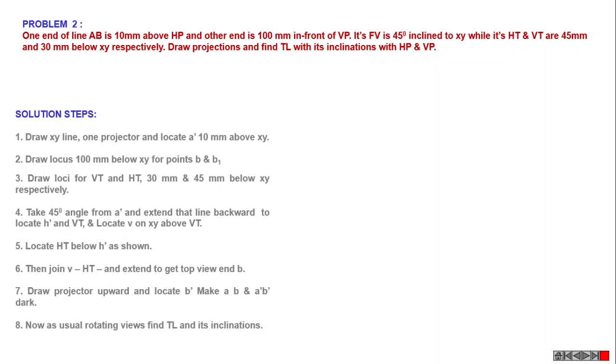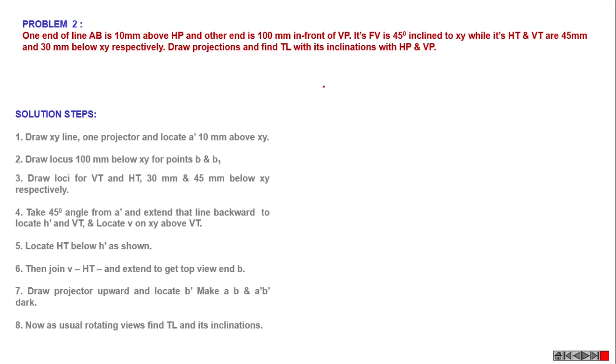Here the given data is the inclination of front view with XY line, that's equal to alpha. Alpha is given as 45 degree, and one end is 10 mm above HP, and the other end is 100 mm in front of VP. These are the data given.